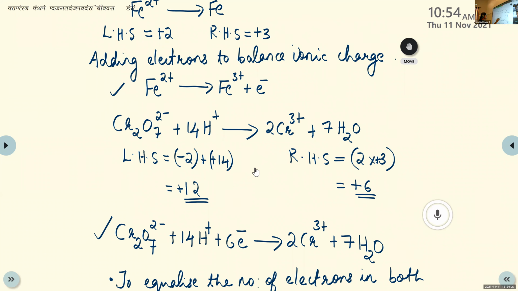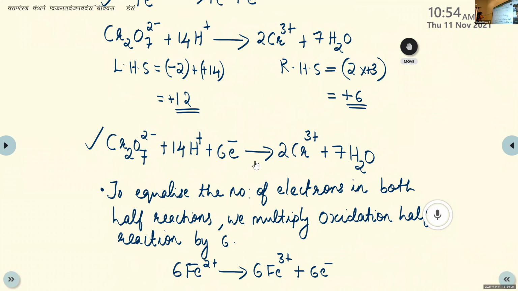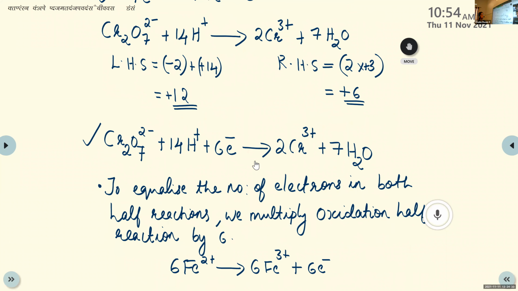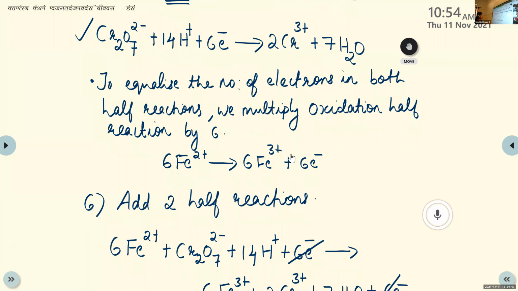Then the next step, to equalize the number of electrons in both half reactions. Here it is 6 electrons, in the previous one only 1 electron. We will multiply the oxidation half reaction by 6. So 6 Fe2 plus will give 6 Fe3 plus plus 6 electrons. Okay. Now the last step, add the 2 half reactions.